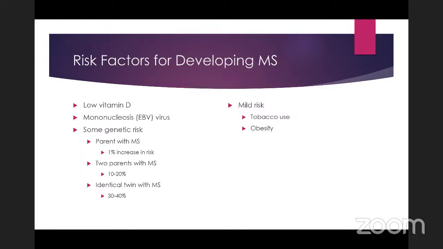Other risks are a little bit on the milder side, but that would be smoking, because it causes inflammation in the lung that can spill over into the blood and then into the central nervous system, and obesity, typically more so childhood obesity.